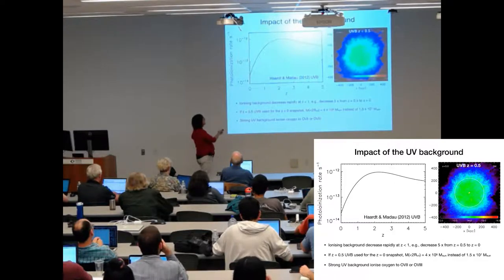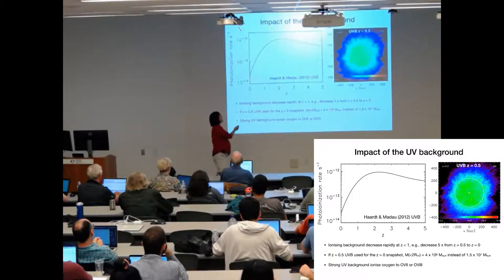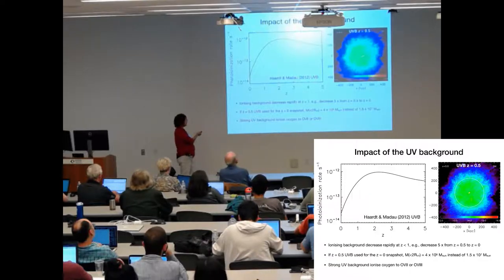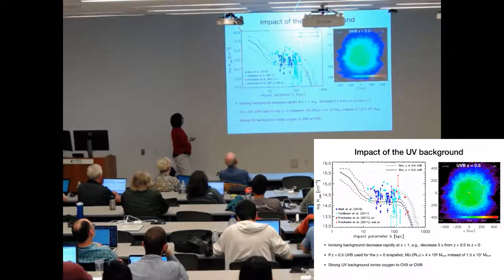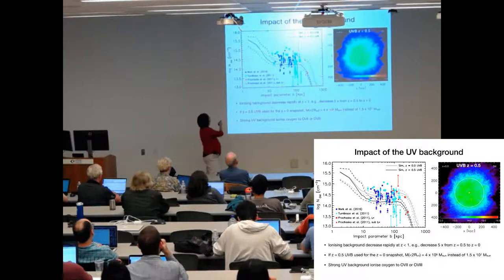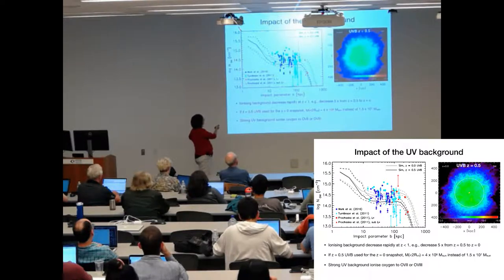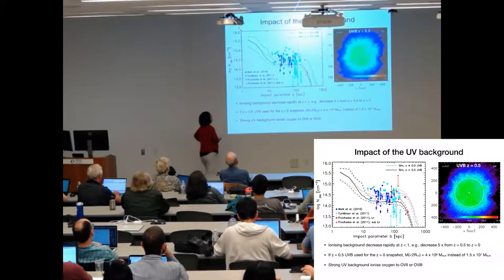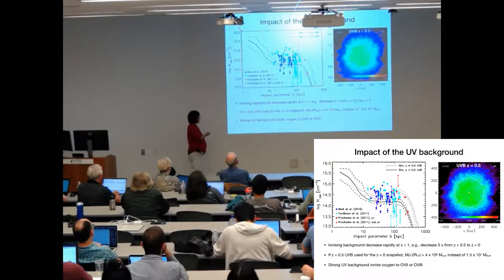So if I took the total gas distribution of the Eris simulation at redshift 0 and applied the UV background at redshift 0.5, you will see the halo become different. And if you plot the column density again, the black is the different UV background, and it drops quite a bit. So that signifies the importance of photoionization in the simulation.